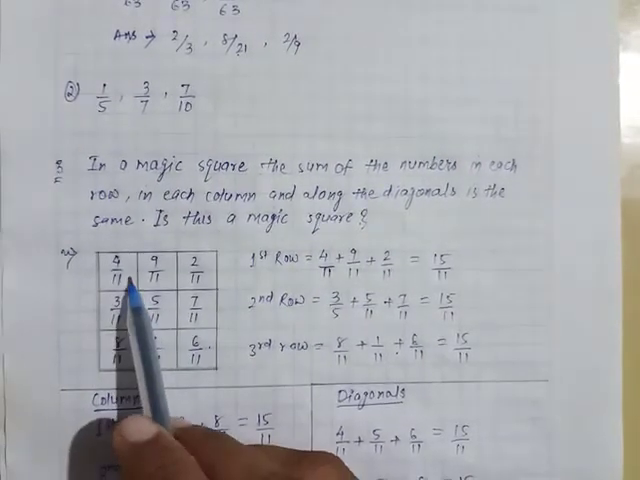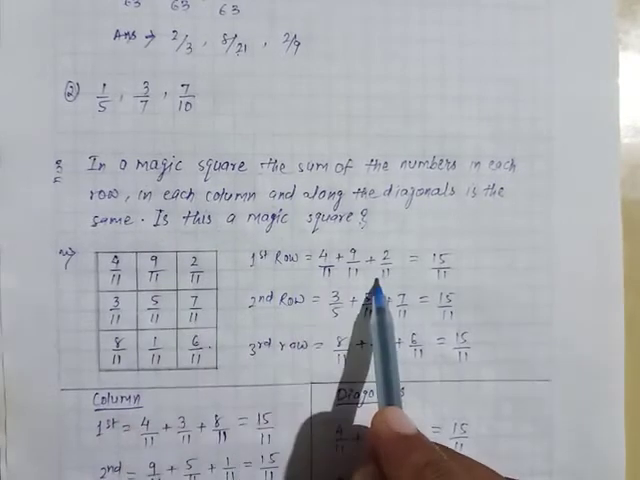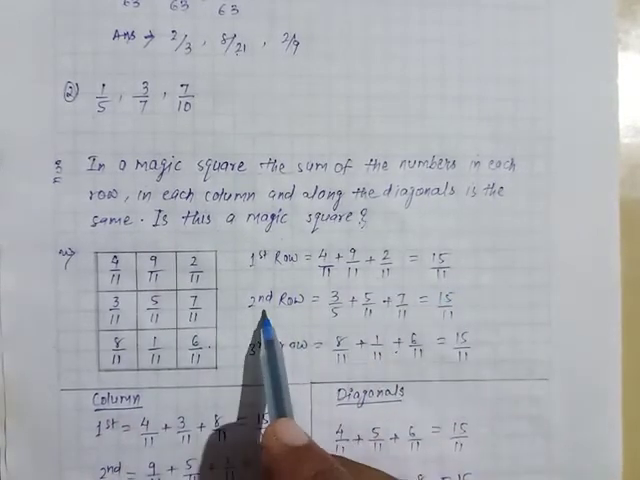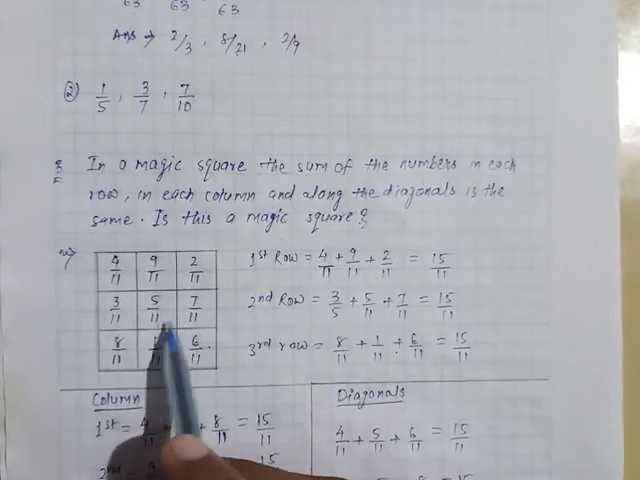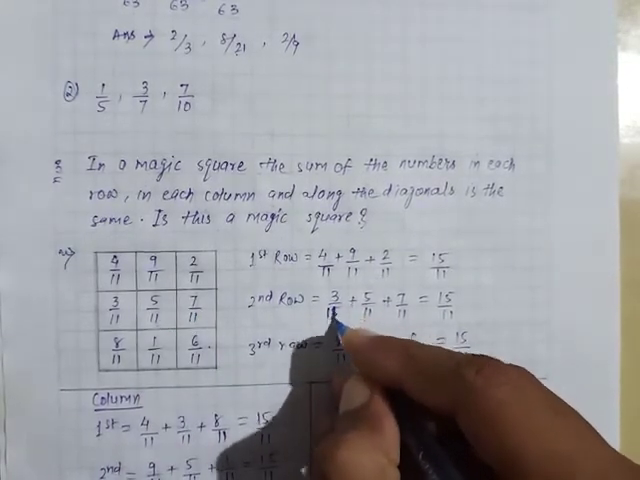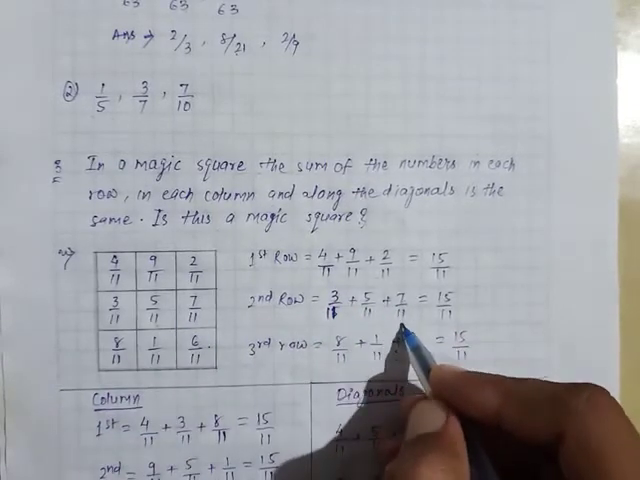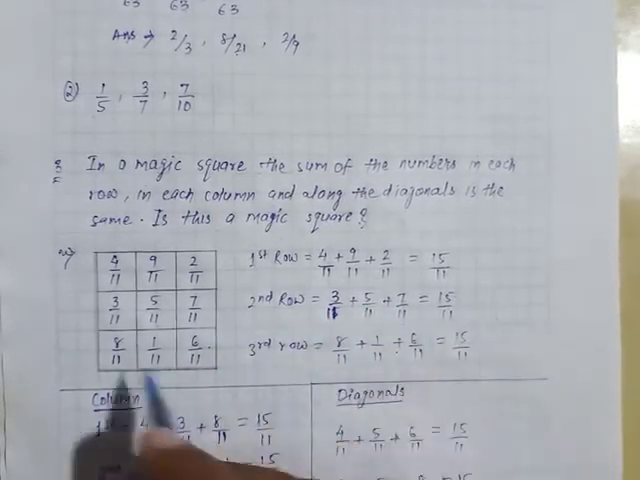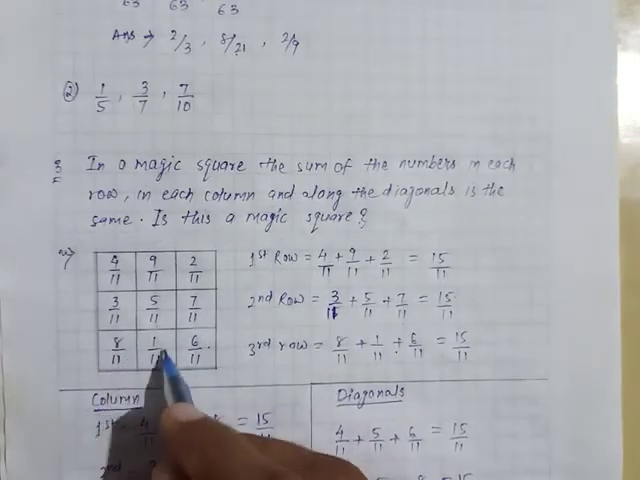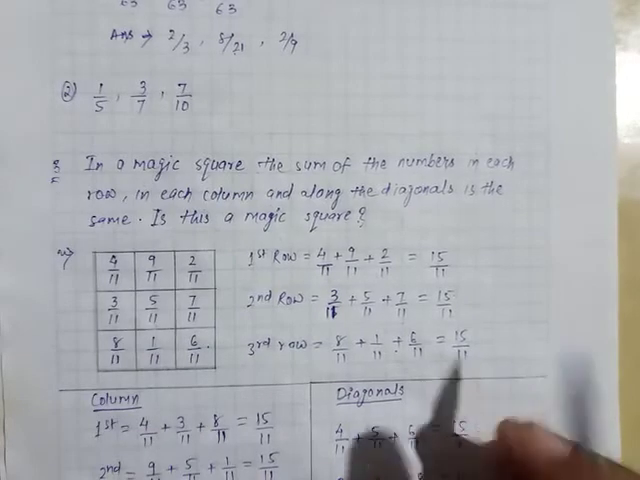Now take the first row. This is 4 upon 11 plus 9 upon 11 plus 2 upon 11. We add here, its value is 15 upon 11. Second row, 3 upon 11, sorry, 3 upon 11 plus 5 upon 11 plus 7 upon 11 is equal to 15 upon 11. Third row, 8 upon 11 plus 1 upon 11 plus 6 upon 11. It is also 15 upon 11.